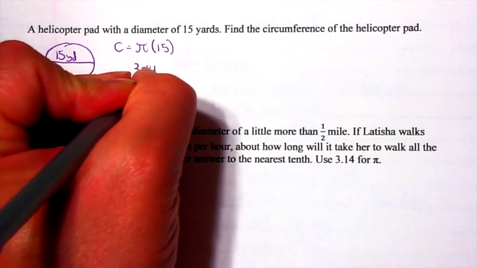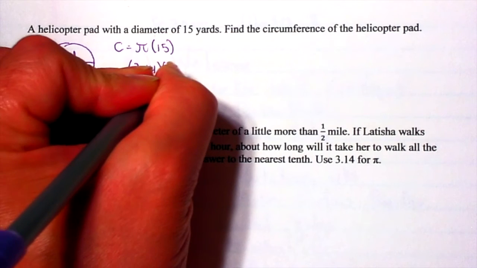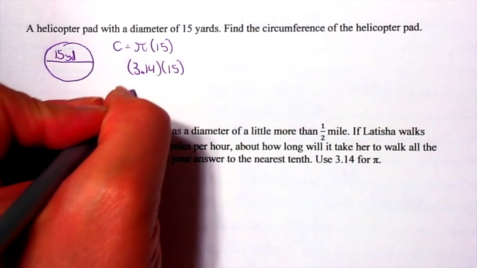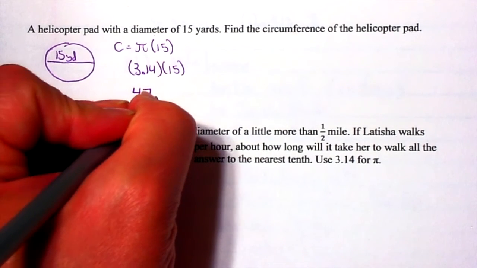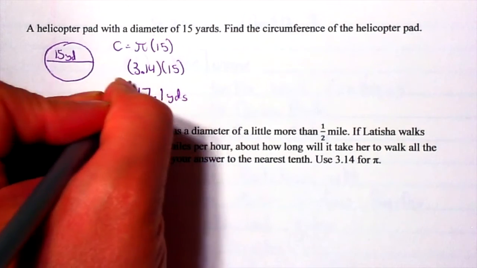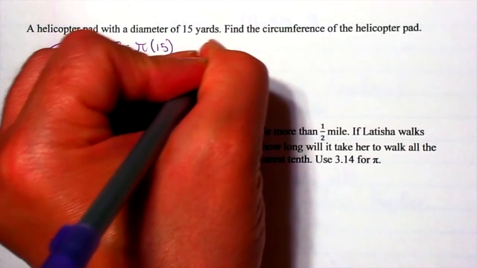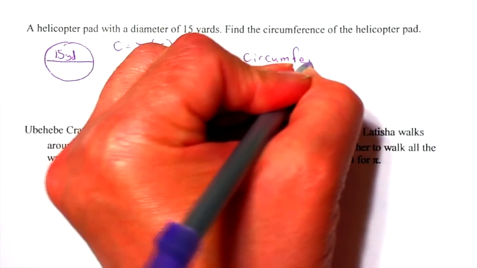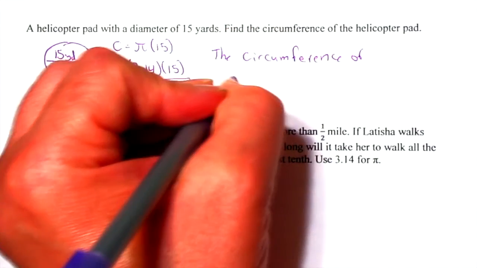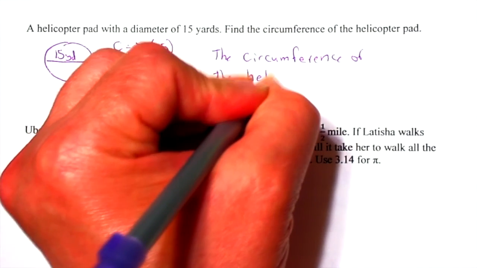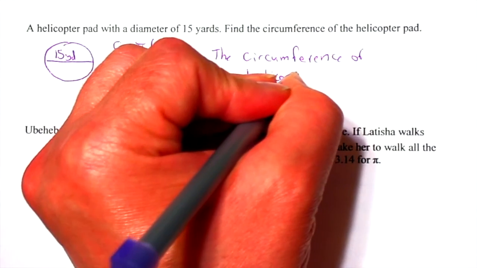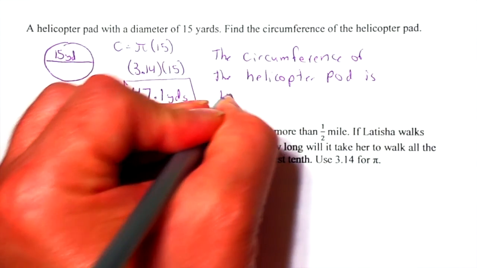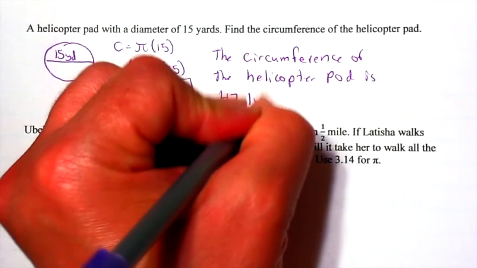So 3.14 times the 15. And when I do this, it actually works out, and I get 47.1 yards. So I can say the circumference of the helicopter pad is 47.1 yards.